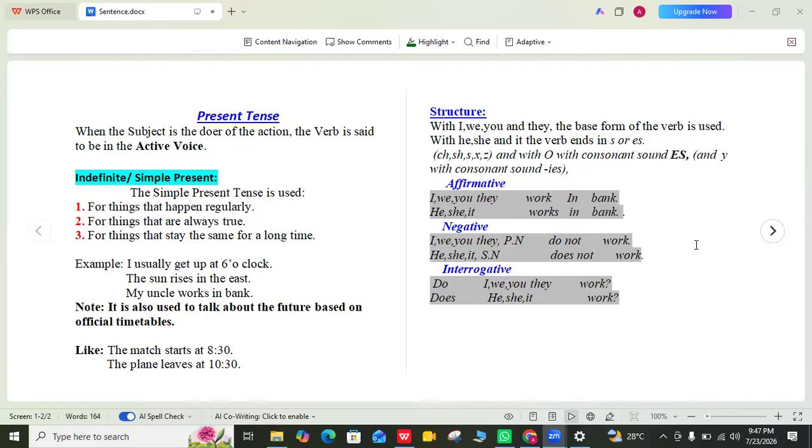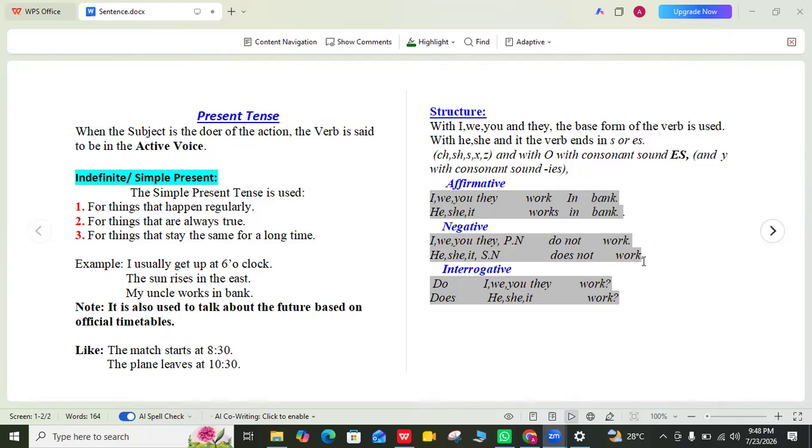And for negative, with I, we, you, they, and plural nouns, you use do not and then work. Like I do not work, we do not work, you do not work, they do not work. And with he, she, it, and singular nouns, you will use the helping verb does not, and you will not add s or es to the main verb. Like he does not work, she does not work, it does not work, etc.